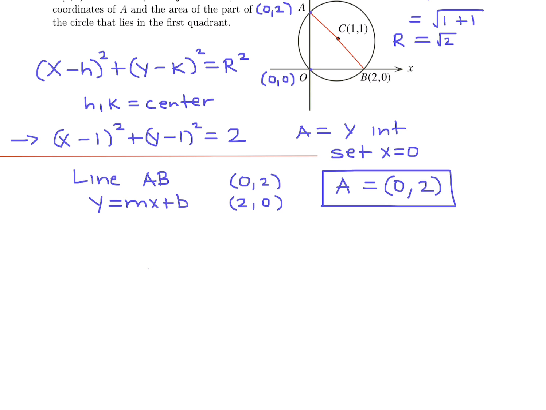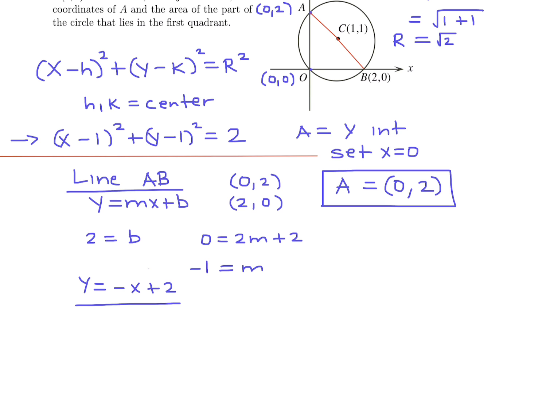If you substitute in either one, it doesn't matter. Let's put in the first one, (0, 2). That gives me 2 = b. So immediately I just got b. And then put in the second point, 2 for x this time and 0 for y. That gives me 2m, and since I already got b, I'll put that in. This means that m is equal to negative 1. So very quickly I got the equation of that line. It's y = -x + 2, the equation of line AB.